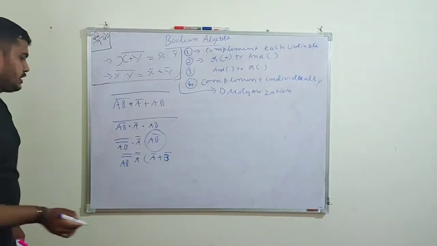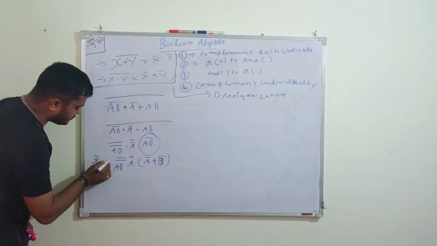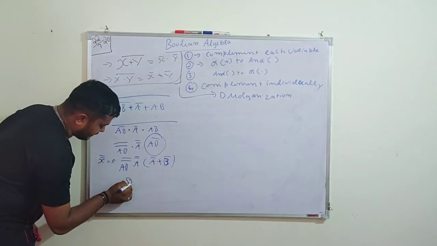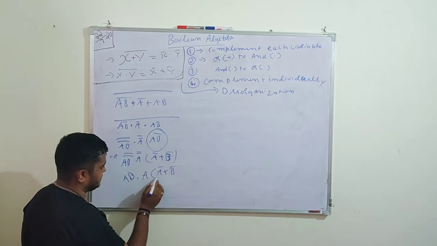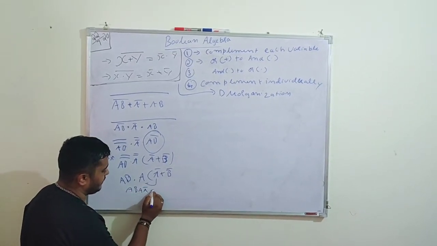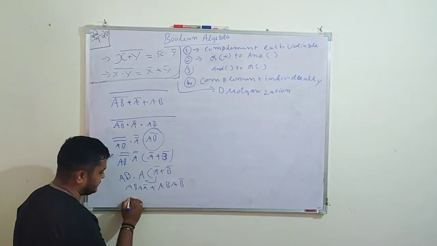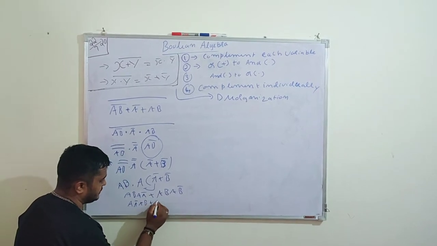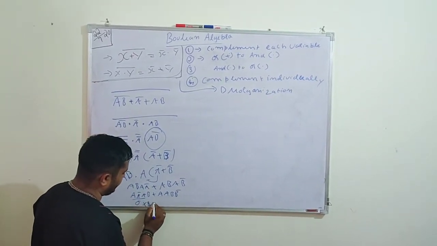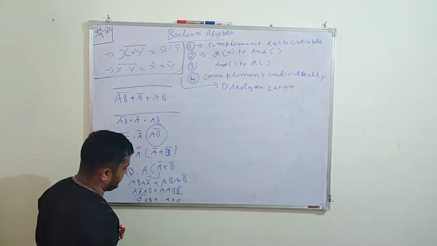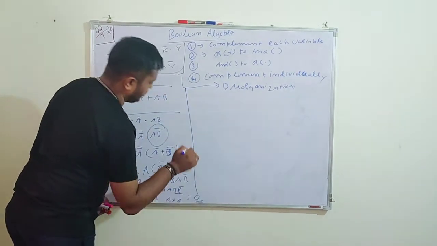Now we should apply the distribution theorem over here. Before that, let us use involution. Involution says x double bar is equal to x. So A double bar is A, AB double bar is AB, and A bar double bar is A, into A bar plus B bar. Now let us multiply this: A B into A bar plus A B into B bar, which is A bar A B plus A B B bar. We know that A into A bar is 0, so 0 into B plus A B into B bar is 0 into A. Anything multiplied by 0 is 0. So this is how we apply De Morgan's rule for the theorem.